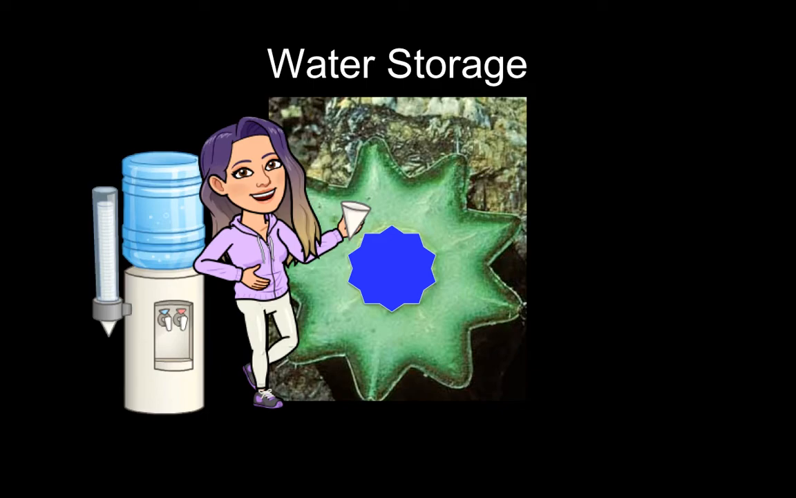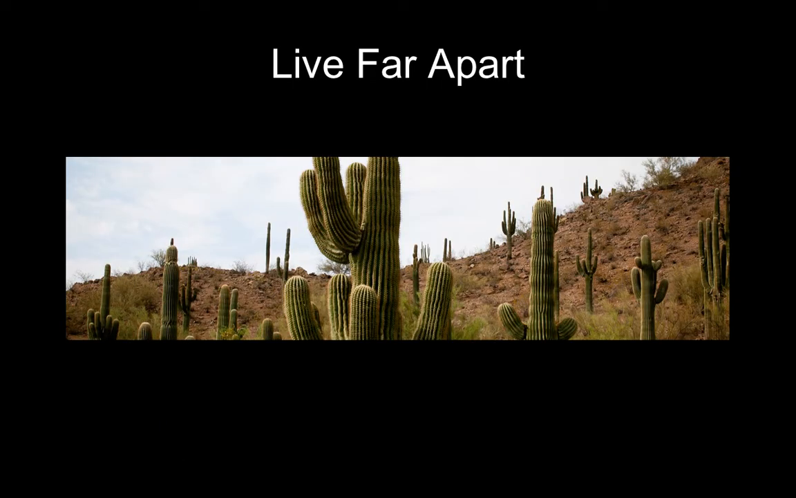Look, Ms. Bocci also stores water for when she's thirsty. She stores her water in a cooler. The third adaptation of a desert plant is that they live far apart from each other. There's always space between them. In this way, they don't have to share the little amount of water that is in the desert. They each have their own supply.